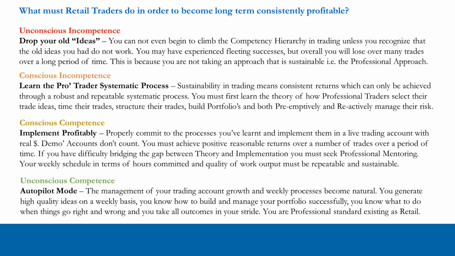If you climb out of unconscious incompetence and you realize that, you're in conscious incompetence, okay? You are actually learning the pro trader systematic processes. You now understand the difference between the two. You now understand that sustainability in trading means consistent returns, which can only be achieved through a robust and repeatable systematic process. You know you have to learn the theory of how professional traders select their trade ideas, time their trades, structure their trades, and build portfolios and manage risk both preemptively and reactively.